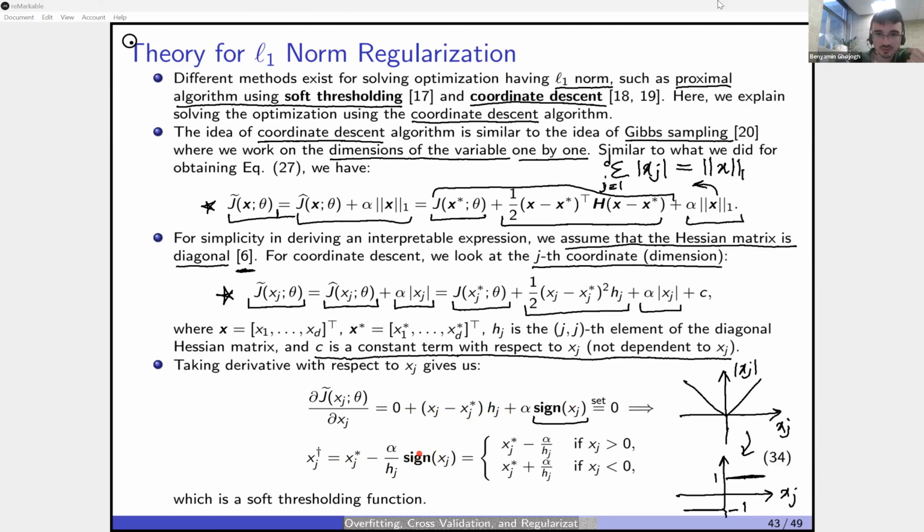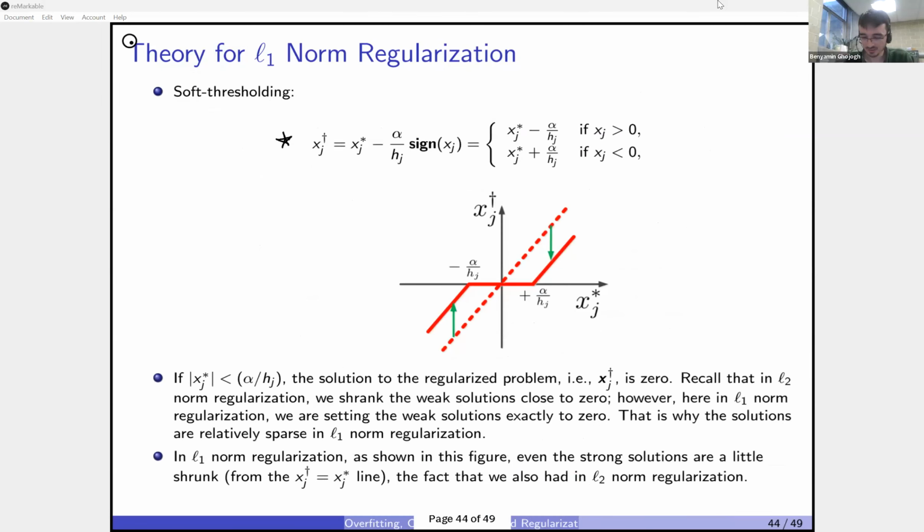And according to the sign function, we have 2 cases. Either xj is greater than 0, so this sign becomes +1, or xj is less than 0, so this sign of xj becomes -1. So this minus becomes plus. This becomes xj star plus alpha over hj. And this function is called the soft thresholding function. Interesting. I'm repeating the function here, and I'm plotting the soft thresholding here.